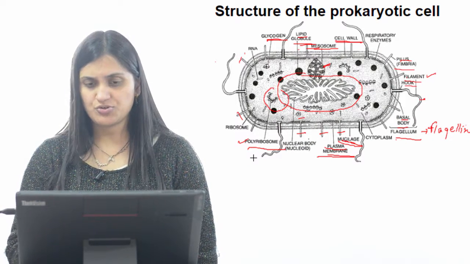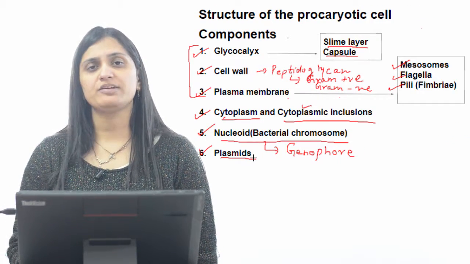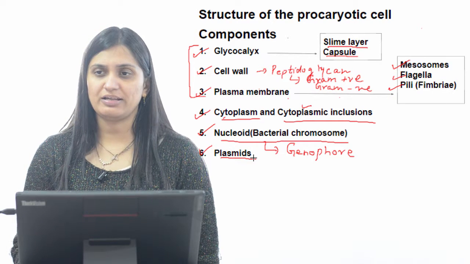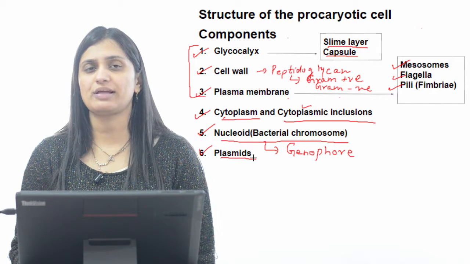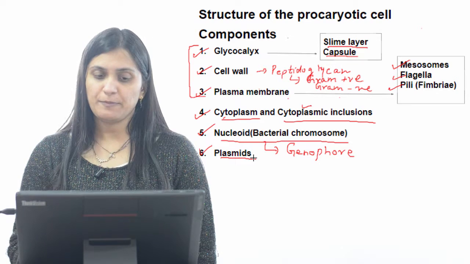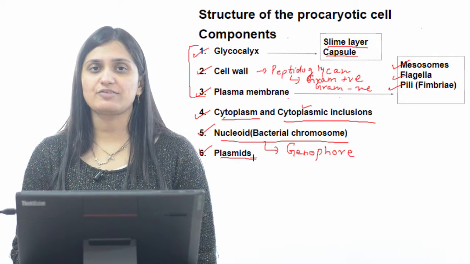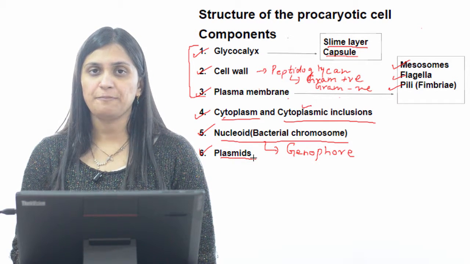Now the last structures present in the bacterial cell are the plasmids. They are not shown in this diagram. Plasmids are not present in all bacteria; they are present in some bacteria, for example E. coli. Plasmids are self-replicating extra-chromosomal rings of DNA.